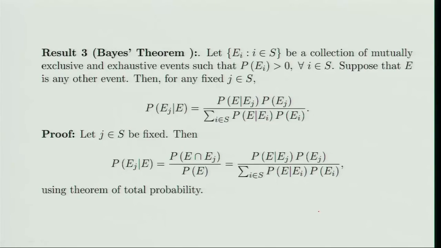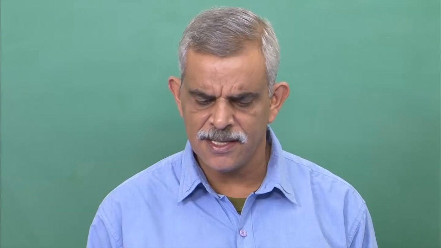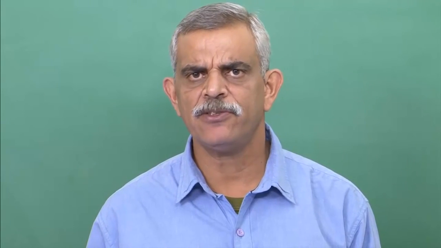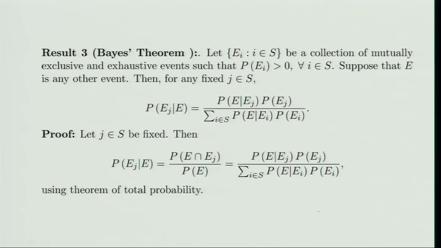As I said, this theorem would be applicable in situations where any event E can occur due to occurrence of events E1, E2, ..., EK. So these E1, E2, ..., EK could be causes of the event, and you are interested in the occurrence of event E. What Bayes theorem says is, given that the event E has occurred, what is the probability that it has occurred due to cause Ej? And that is what it says.